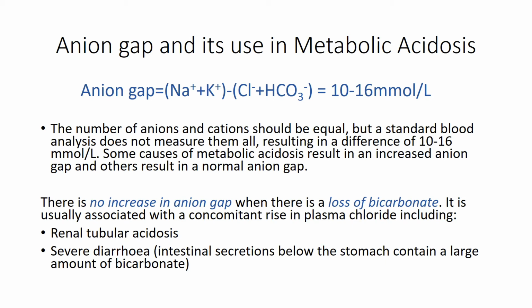So what is the anion gap and what is its use in metabolic acidosis? The anion gap is the sum of sodium and potassium, taking away chloride and bicarbonate, and that leaves you with 10 to 16 millimoles per litre. In reality, your cations should neutralize with your anions, but we don't measure all the different ions, so that's why there's an excess in this calculation.